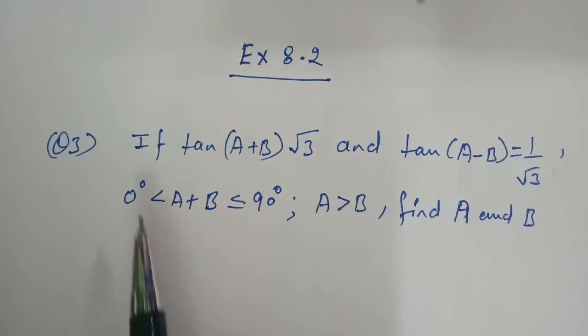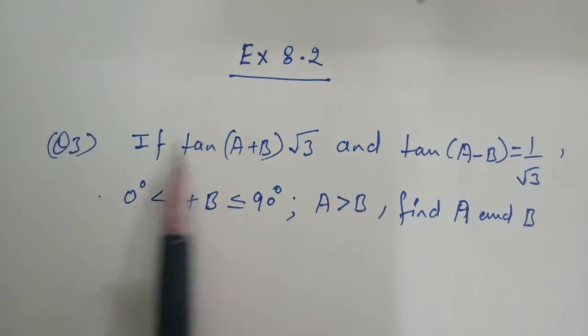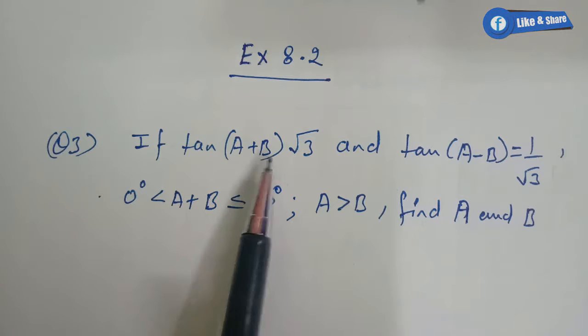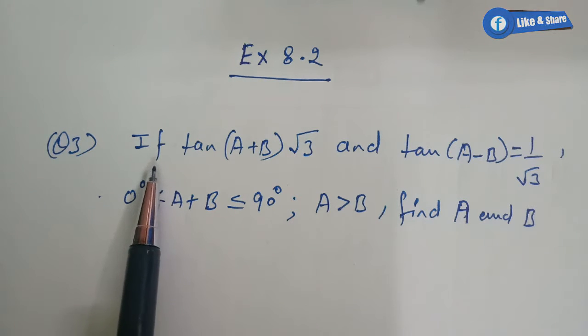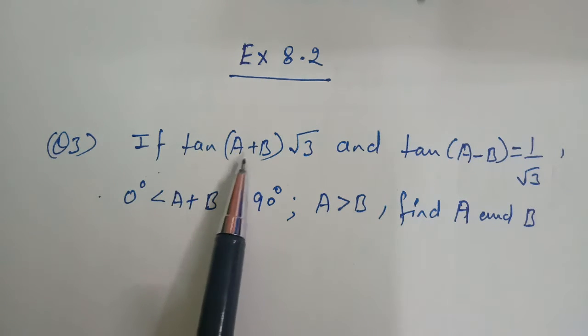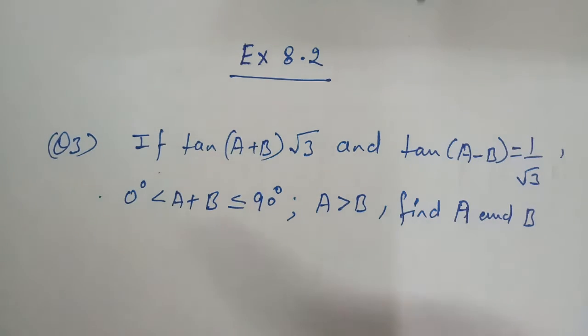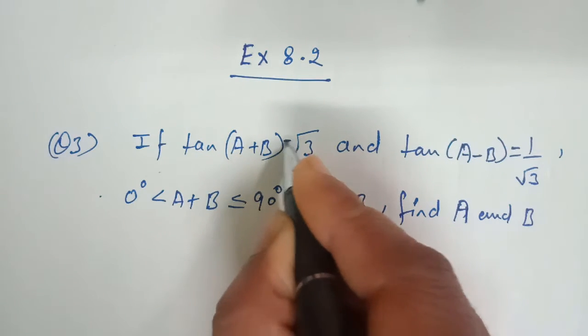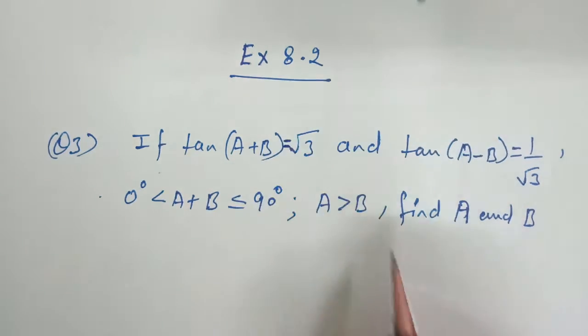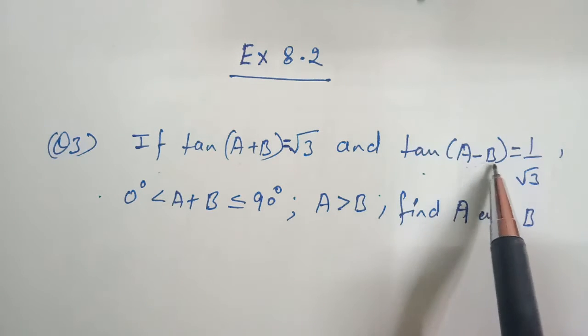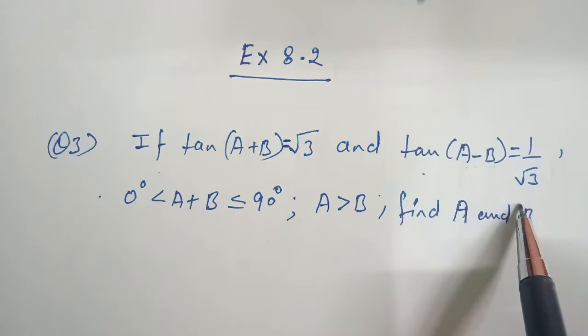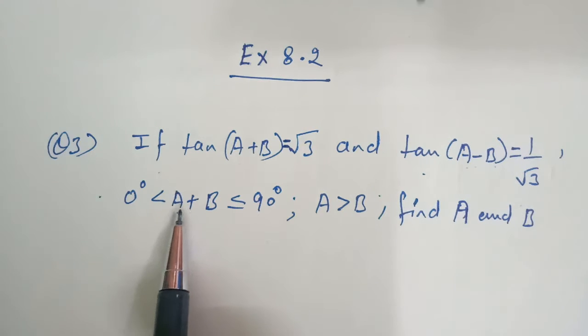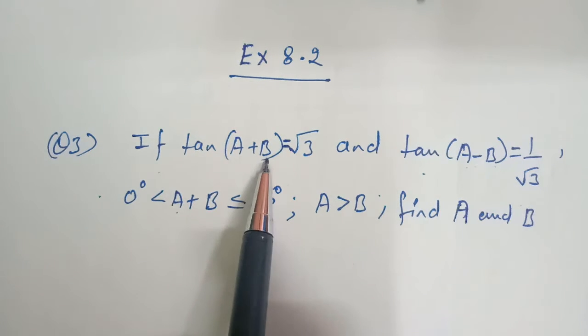Yes students, today we are doing question number 3 of exercise 8.2. So here is the question. If tan(A plus B) is equal to root 3, it is based on the trigonometric table, and tan(A minus B) is equal to 1 upon root 3. The condition between the angles A and B is given.